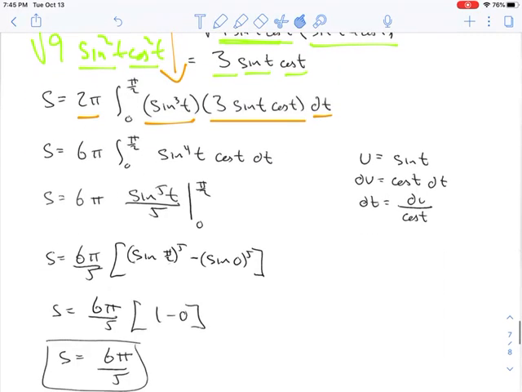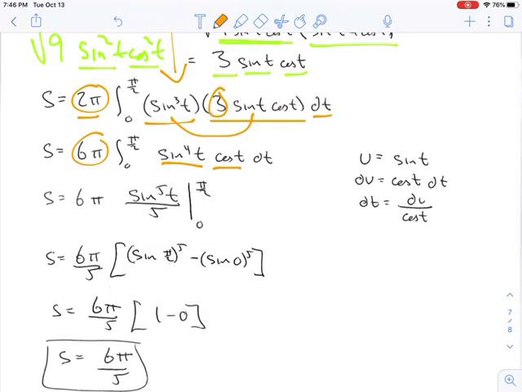Multiplying the sine cubed t times 3 sine t cosine t, the 3 can be brought out and multiplied by the 2 pi to get 6 pi. Sine and sine cubed gives me sine to the 4th cosine. Remembering back to our trigonometric integrals, actually we don't even have to do that. This is just a u substitution problem where u is equal to the sine of t. And so du is equal to the cosine of t dt. dt is equal to du over cosine t.